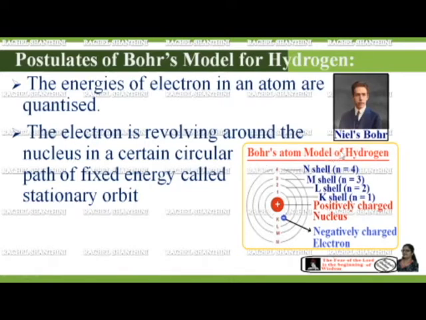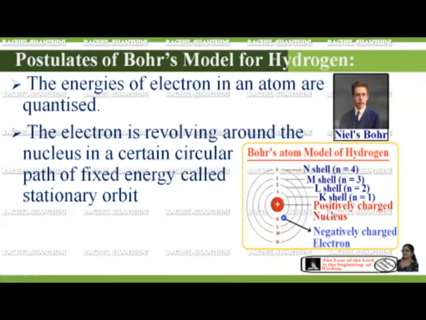He proposed a new model of hydrogen atom based on the quantum theory of radiation. This model could explain quantitatively the general features of the structure of hydrogen atom and its spectrum. The main postulates of Bohr's atom model are: the energy of the electron in an atom is quantized.